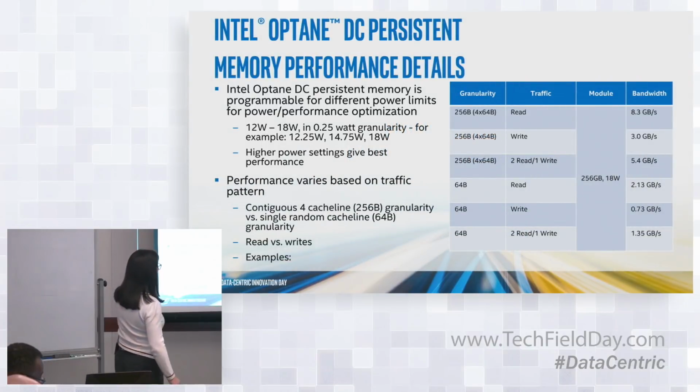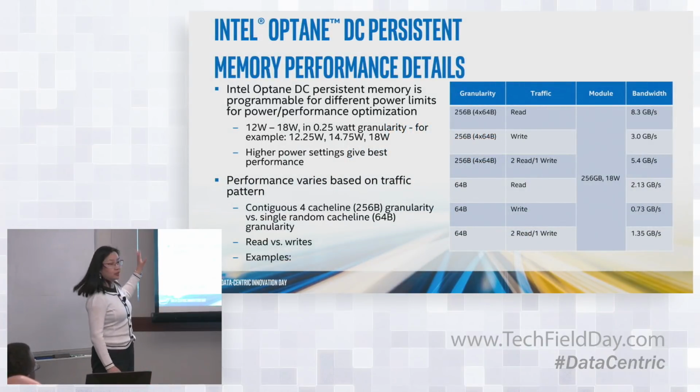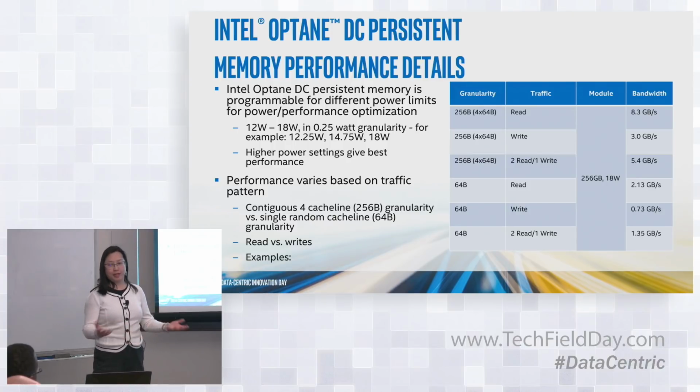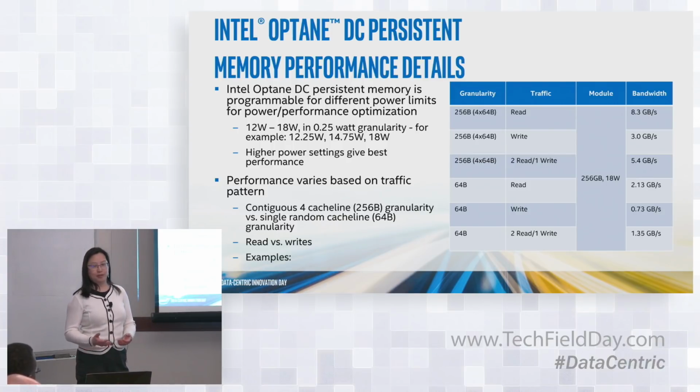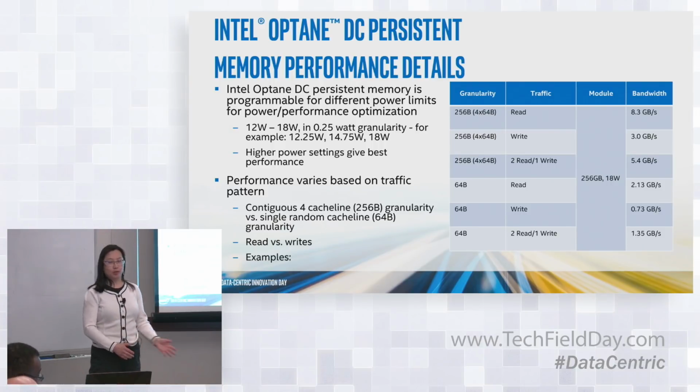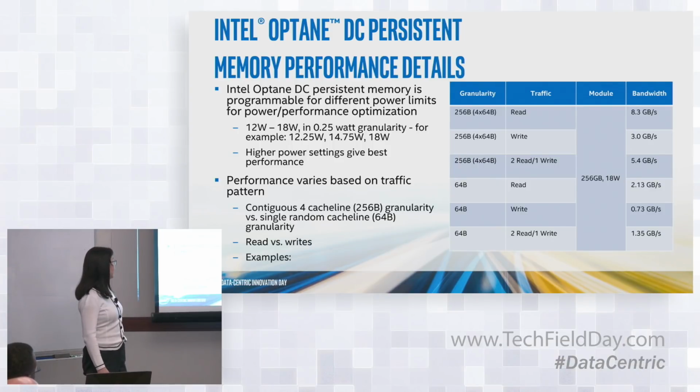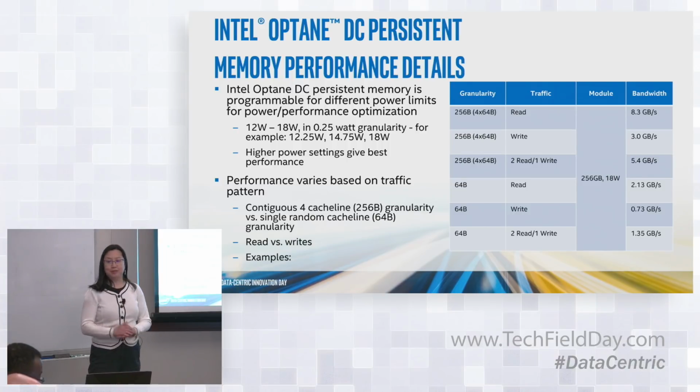Okay, so here's the basics on the module and the performance. So Mohammed talked a lot about different platforms and different requirements, and some customers can cool up to 18 watts or deliver power up to 18 watts, and some 15 or 14 or whatever. So the module is programmable from 12 to 18 watts in quarter watt granularity. So any of those are fine, and you can choose between power delivery and cooling and performance. Obviously, the higher the power, the better the performance.